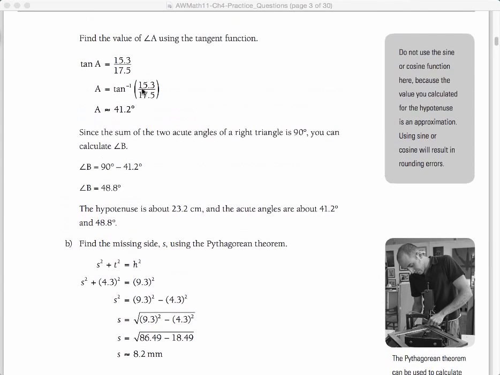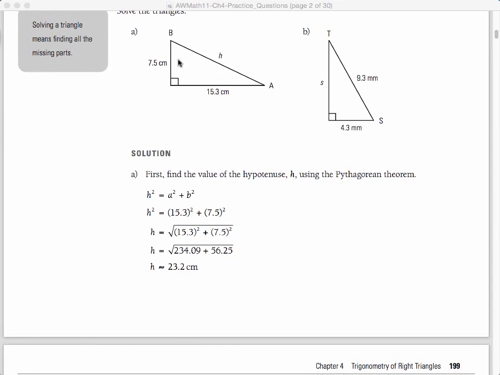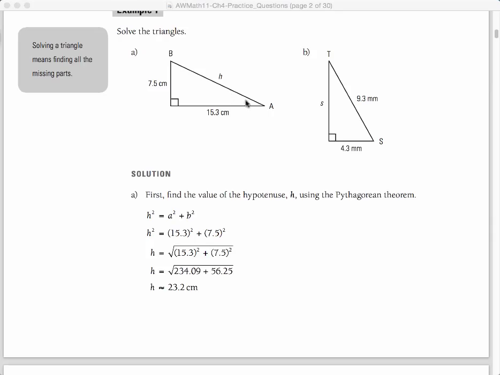So in doing that and finding angle A, notice what sides you have. Angle A is right here. When we're talking about angle A, we have the opposite and the adjacent. So if we have the opposite and adjacent, that's TOA. So we set up the tan ratio for angle A: the opposite, 7.5, over 15.3.